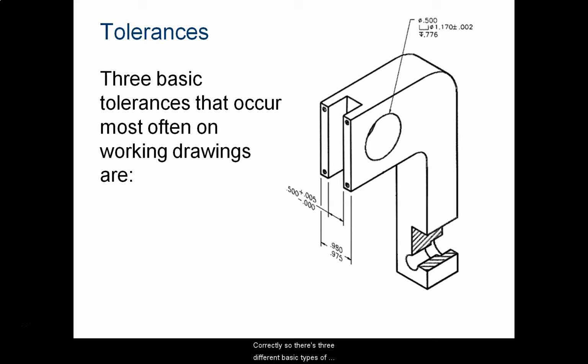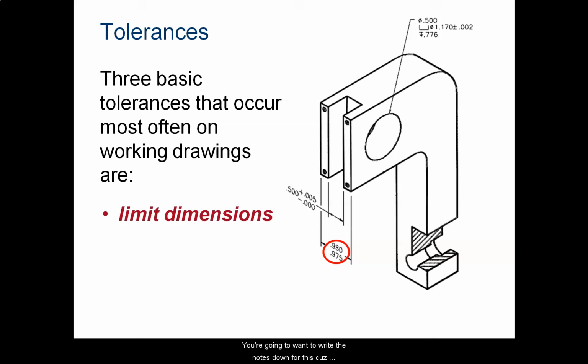There are three basic types of tolerances that are most used on working drawings. First, limit dimensions, which in this example can be 0.980 to 0.975. You can't have a number like 0.981, that would be too big, or 0.974. It wouldn't work. It has to be a number equal to or within that range. So that's a limit dimension.